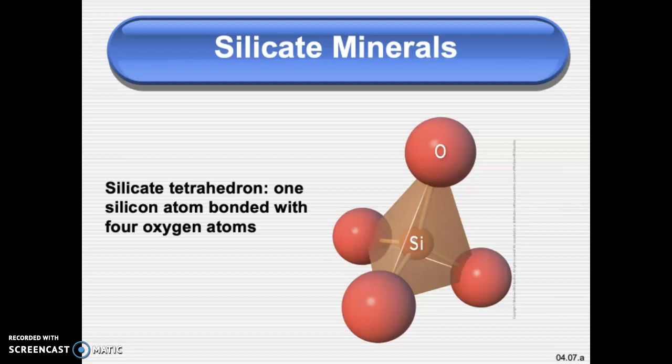The cool thing about this is the oxygens are only sharing one electron with the silicon. And that means they each still have a free slot in their outer shell, which they can then use to bond with other things. So this means that the little tetrahedron we have here has a lot of possibilities for creating structures, crystalline structures. So let's look at a few.